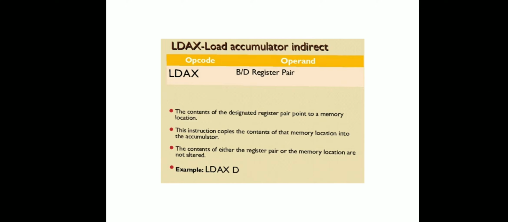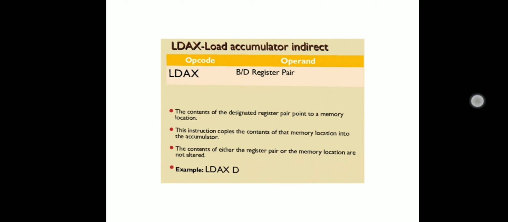LDAX, load accumulator indirect. It is a 1-byte instruction and the operand is a register pair, either BC pair or DE pair. The content of the designated register pair points to a memory location. This instruction copies the content of the memory location into the accumulator. The content of either the register pair or the memory location is not changed.